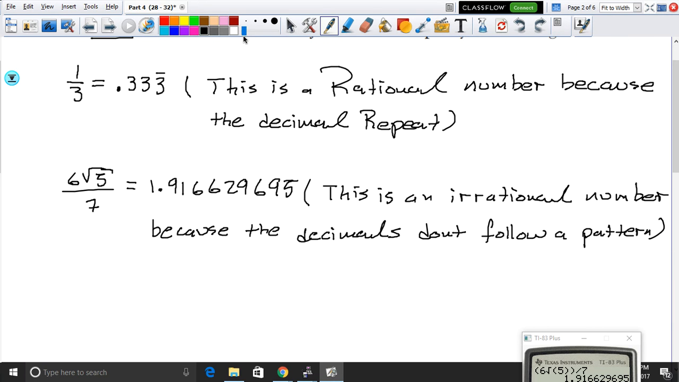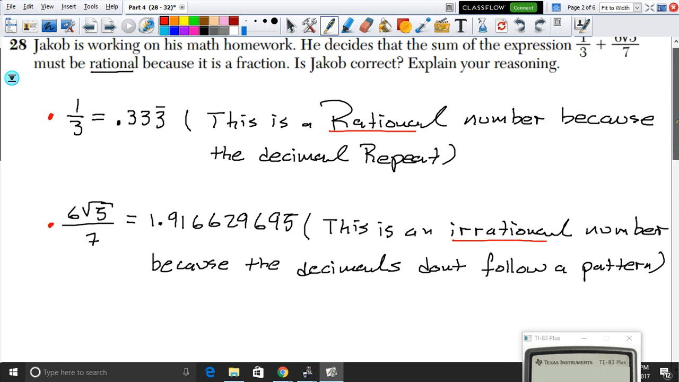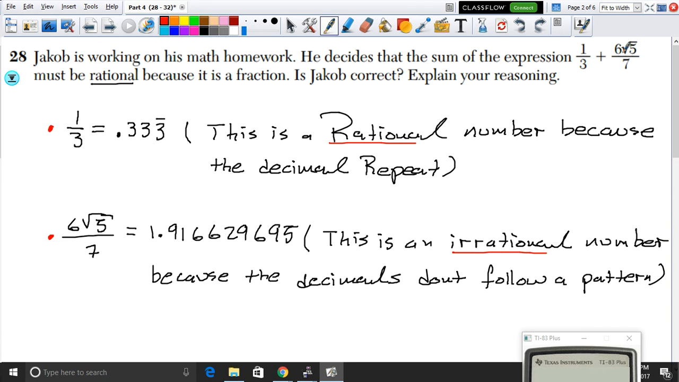So notice that when it comes to 1/3, we have an example of a rational number because the decimals do repeat. And 6 square root of 5 divided by 7 is an example of an irrational number because the decimals do not repeat. So if we look at the initial problem, it says if we add those two, 1/3 and 6 square root of 5 divided by 7, are we going to have an irrational number?